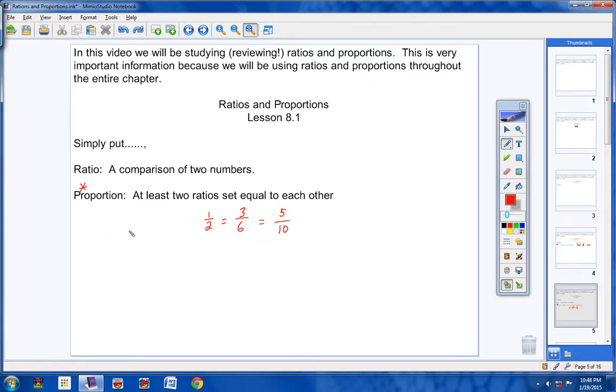So a proportion is when you have at least 2 ratios set equal to each other, and obviously, if they're set equal to each other, they have to be truly equal to each other. You could not say 1/2 equals 4/7 and then claim that you have a proportion. This is not a proportion because these 2 fractions are not truly equal. Okay, so understand that. Now let's talk about a couple more things that you need to know.